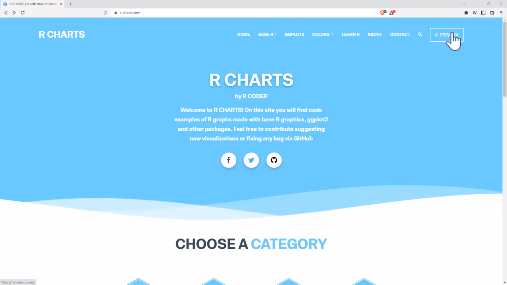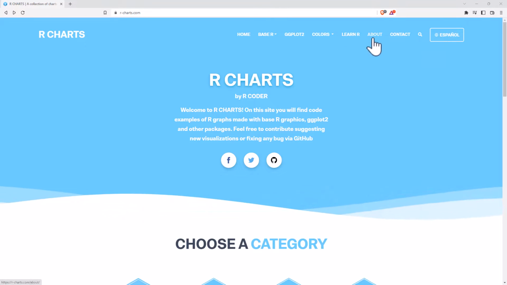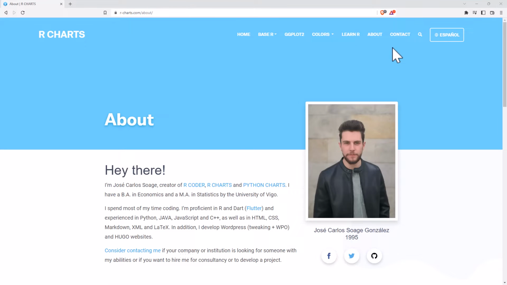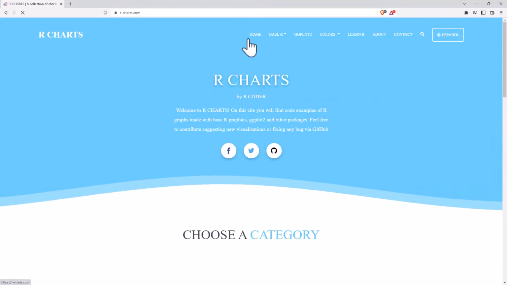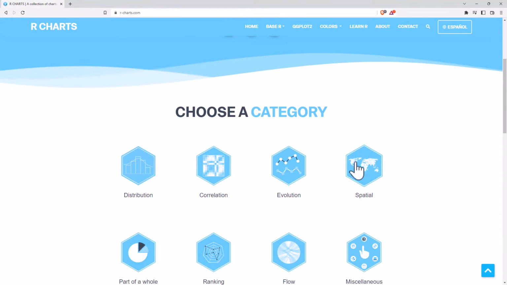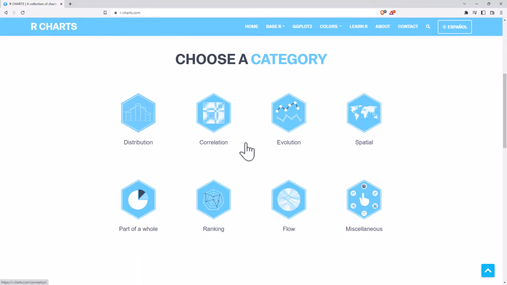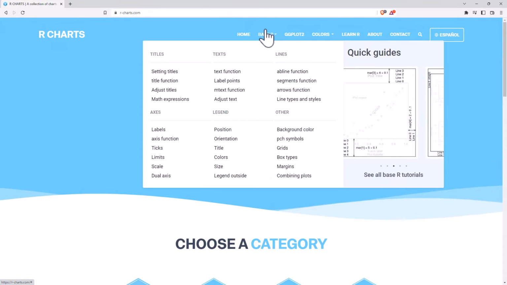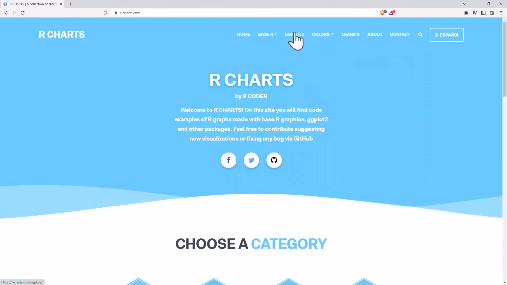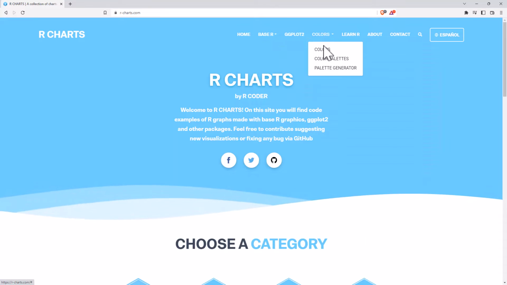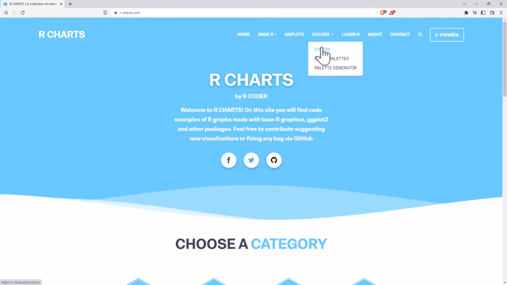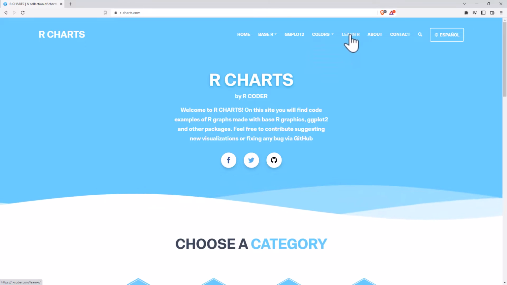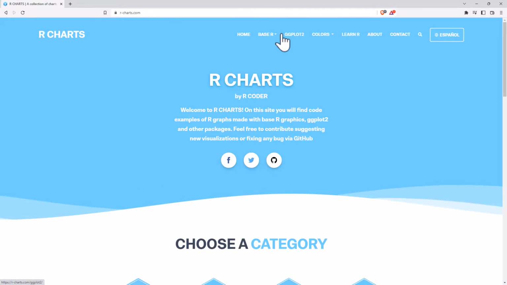So if you're a Spanish speaker, it's got the Spanish, in addition to the English. It was produced by Jose here, who has also done a couple of other pretty handy sites. And it's really nicely grouped. We can search by category. So we've got different types of charts. We can also search by base R and ggplot. We can also look at colors and color palettes as well. So link here, Learn R, takes us off to his other site.